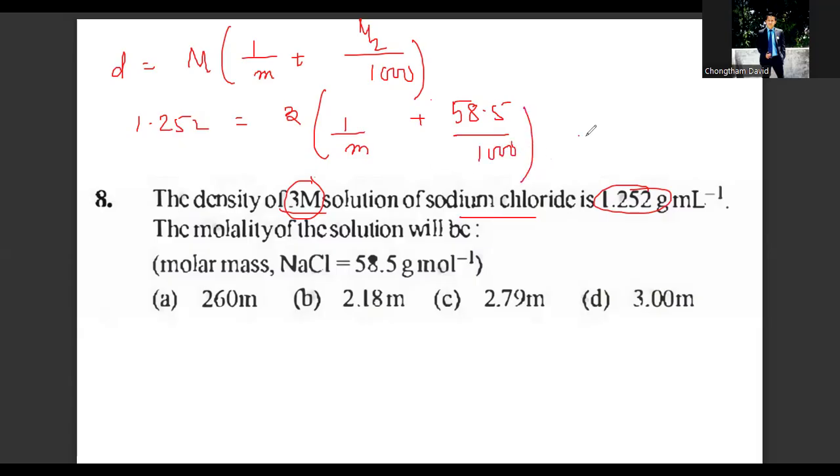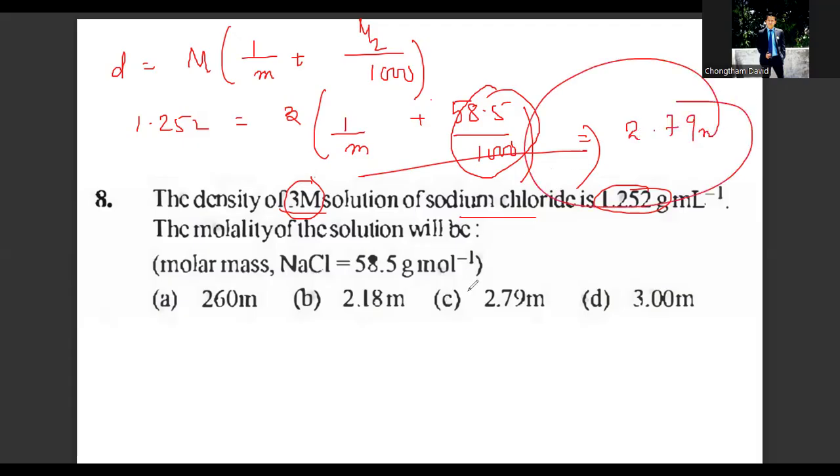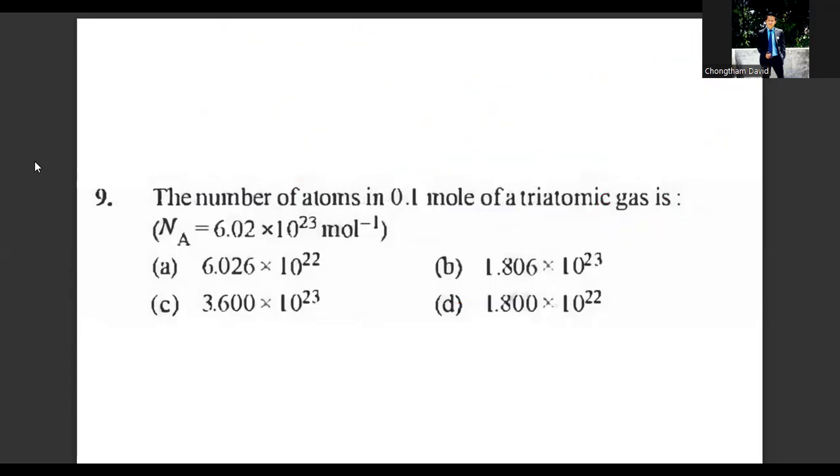On solving this, take the LCM. So this would be approximately 5 to 1 by 20. 3 into 1 by 20 would be, so multiply this again with 1.25. Approximately you would get the answer to be 2.79 molality. So 8C.